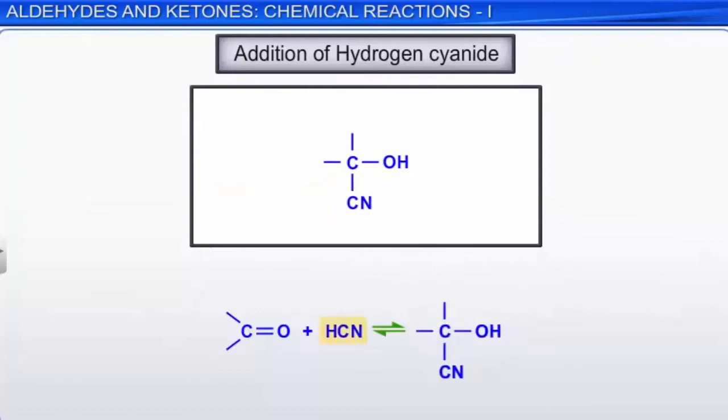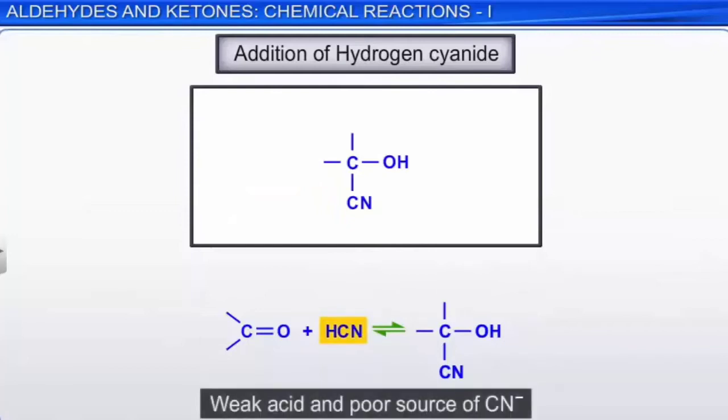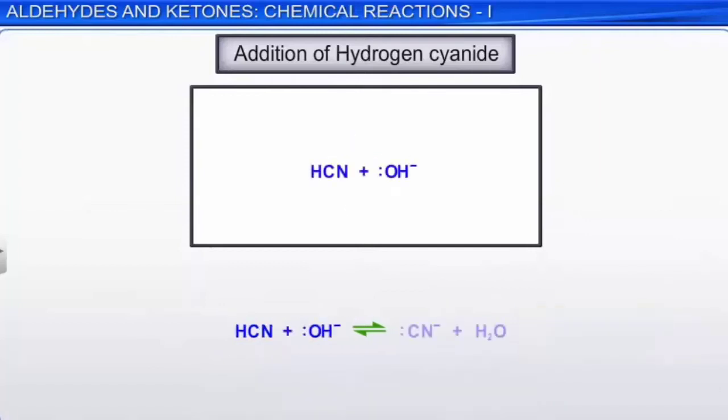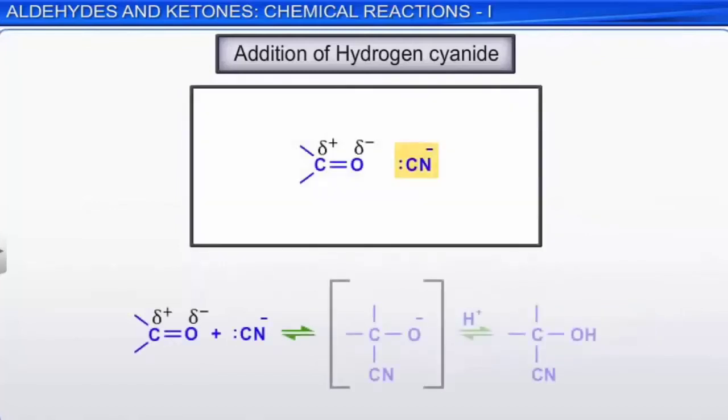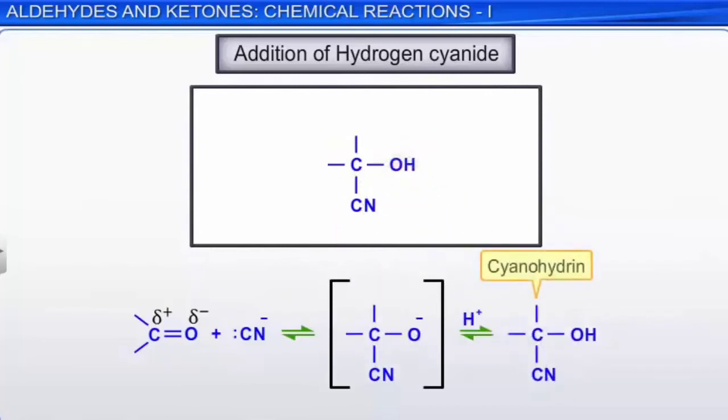As HCN is a very weak acid, it is a poor source of cyanide ions. Hence, addition takes place very slowly. Therefore, the addition of a base can generate cyanide ions from the weak acid, HCN, causing a dramatic increase in the rate of the reaction. The cyanide ions, being stronger nucleophiles, rapidly attack the carbonyl carbon to produce the corresponding cyanohydrins.